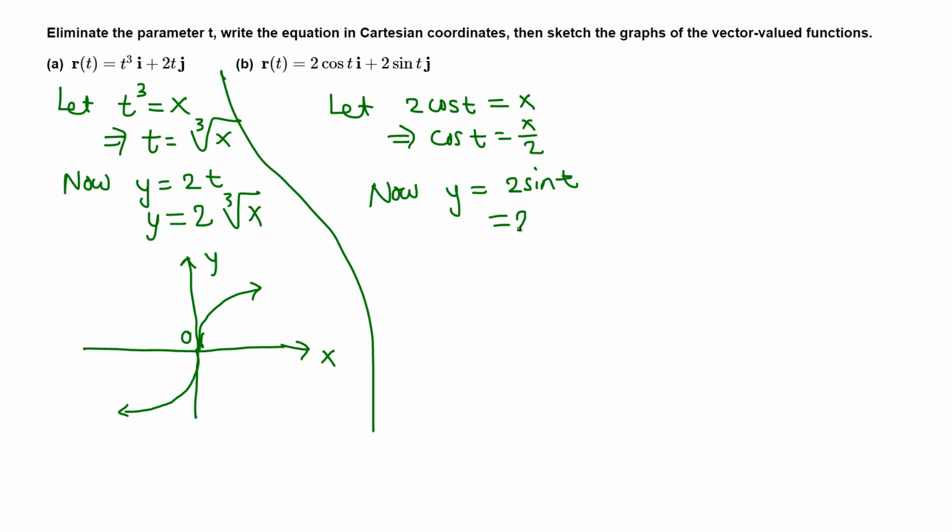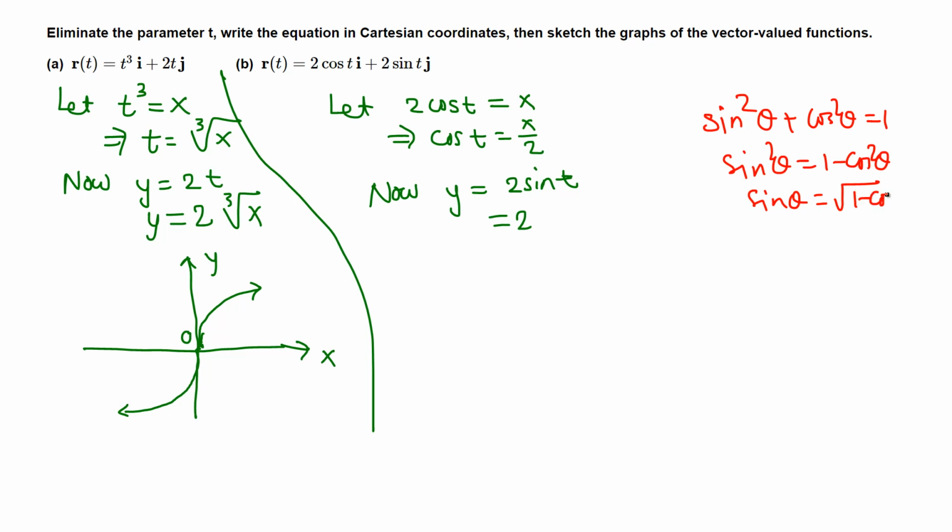Now 2 times sine t. Sine t is not given, but cosine t is given. So let's write sine t in terms of cosine t. As we've seen in trigonometry, sine squared plus cosine squared is 1. Subtract cosine squared from both sides. Sine squared is 1 minus cosine squared. So sine is just the radical of 1 minus cosine squared. So sine t is the same as root 1 minus cosine squared t.